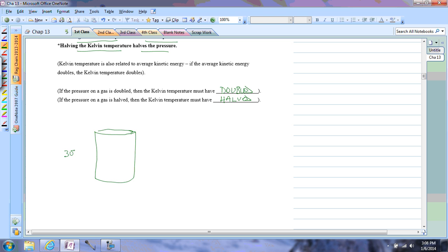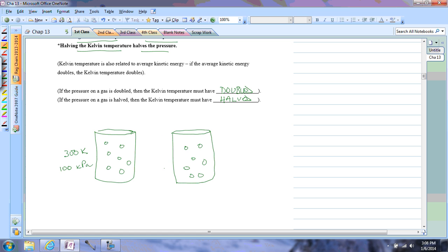It's at 300 Kelvin. It has a pressure of 100 kilopascals. There are 6 particles in the container. Let's make it 7. Over here, we have a container. It still has 7 particles in it. We haven't changed the number of particles.